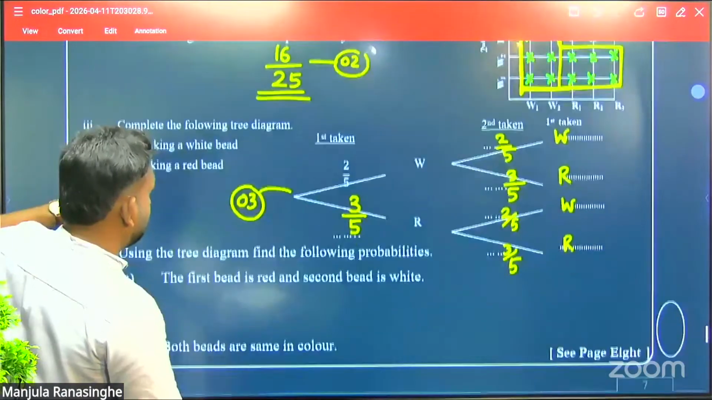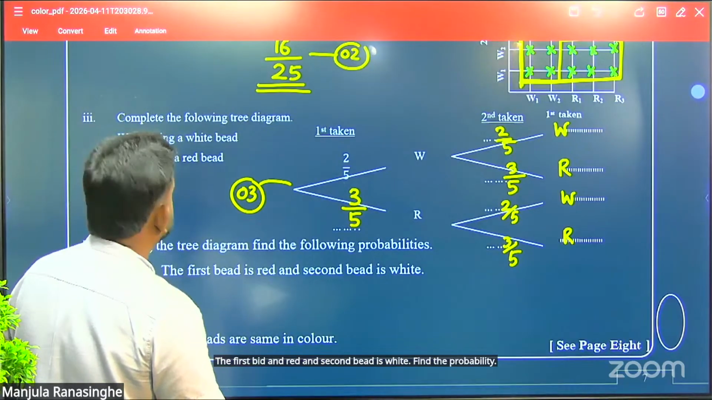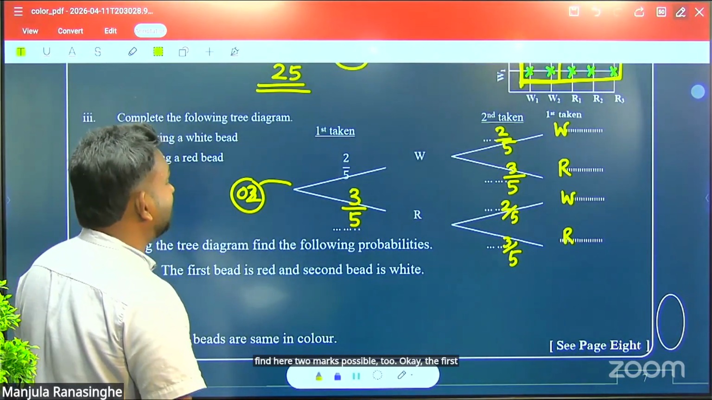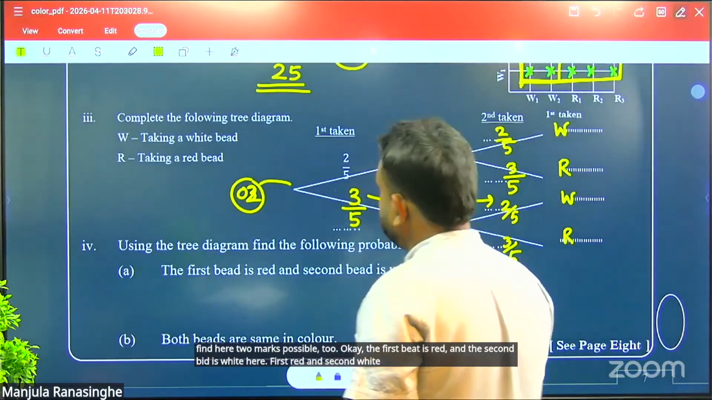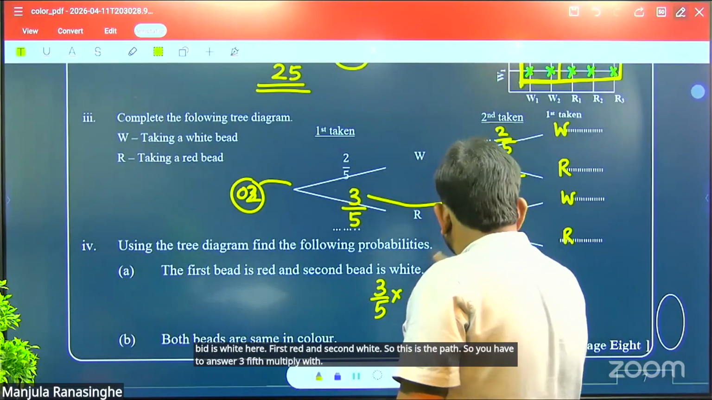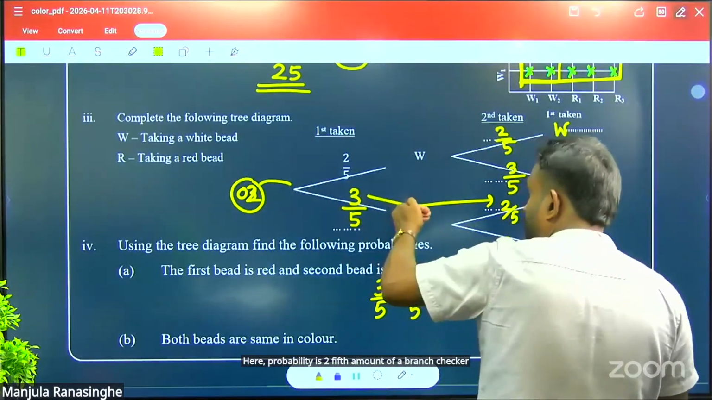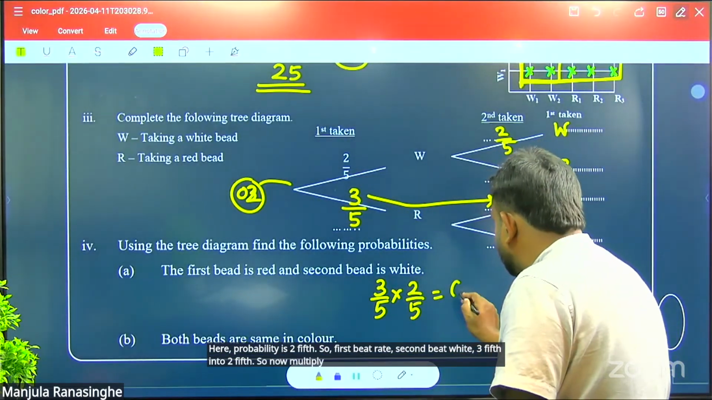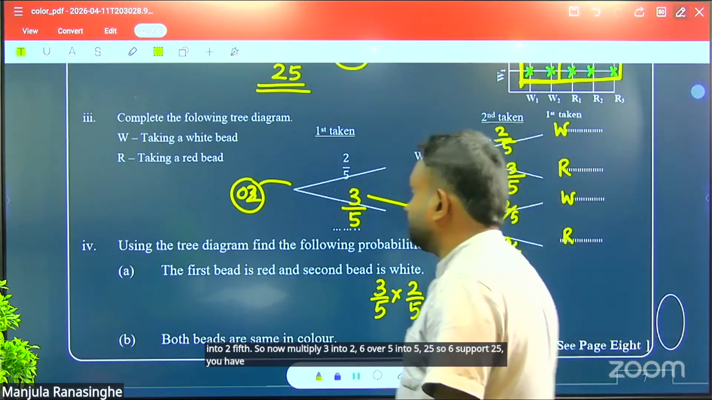The first bead is red and the second bead is white. Find the probability. Here 2 marks possible. Okay, the first bead is red and the second bead is white. Here first red and second white. So this is the path. So you have to answer 3/5 multiplied with the probability here, 2/5. Okay, is the branch clear to everyone? So first bead red, second bead white, 3/5 into 2/5. So multiply 3 into 2, 6 over 5 into 5, 25. So 6 upon 25, you have 2 marks there.